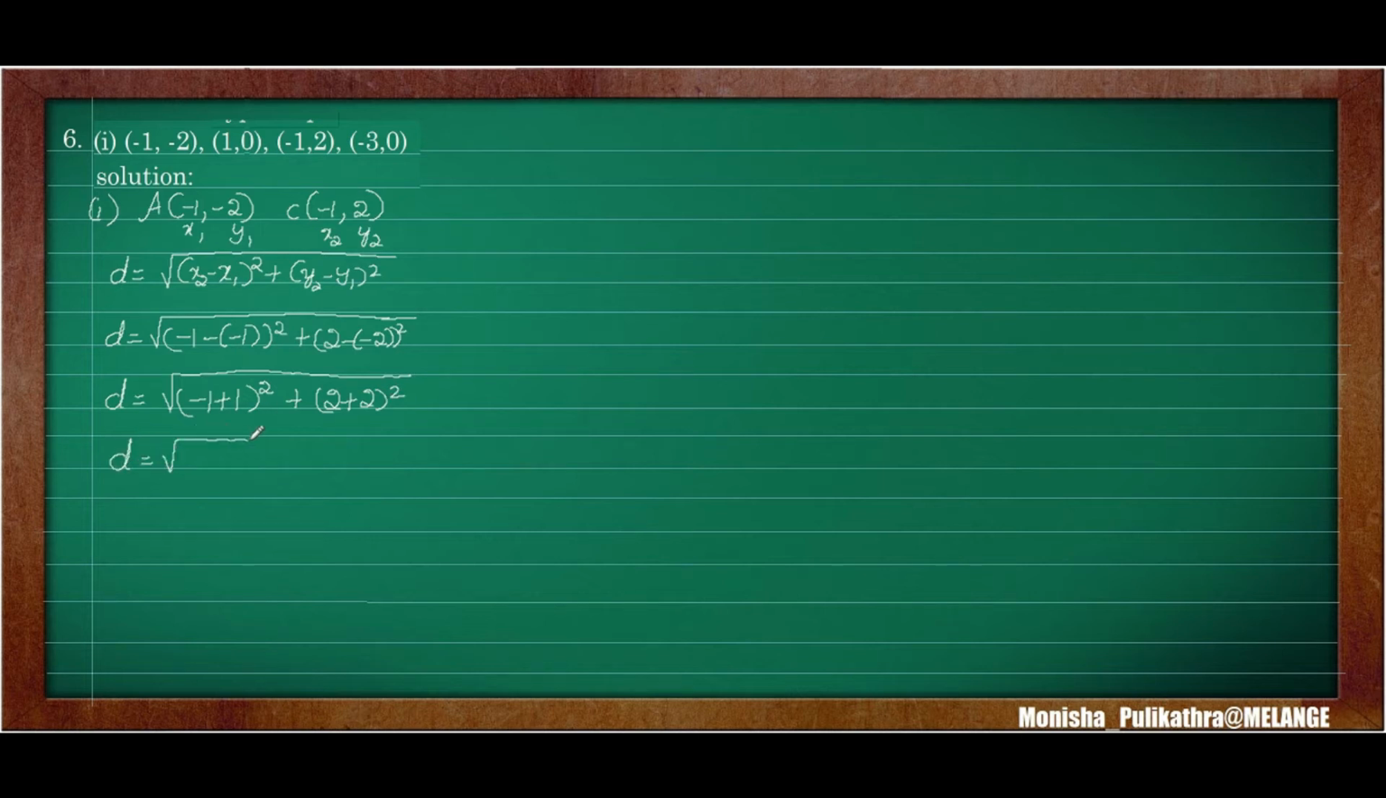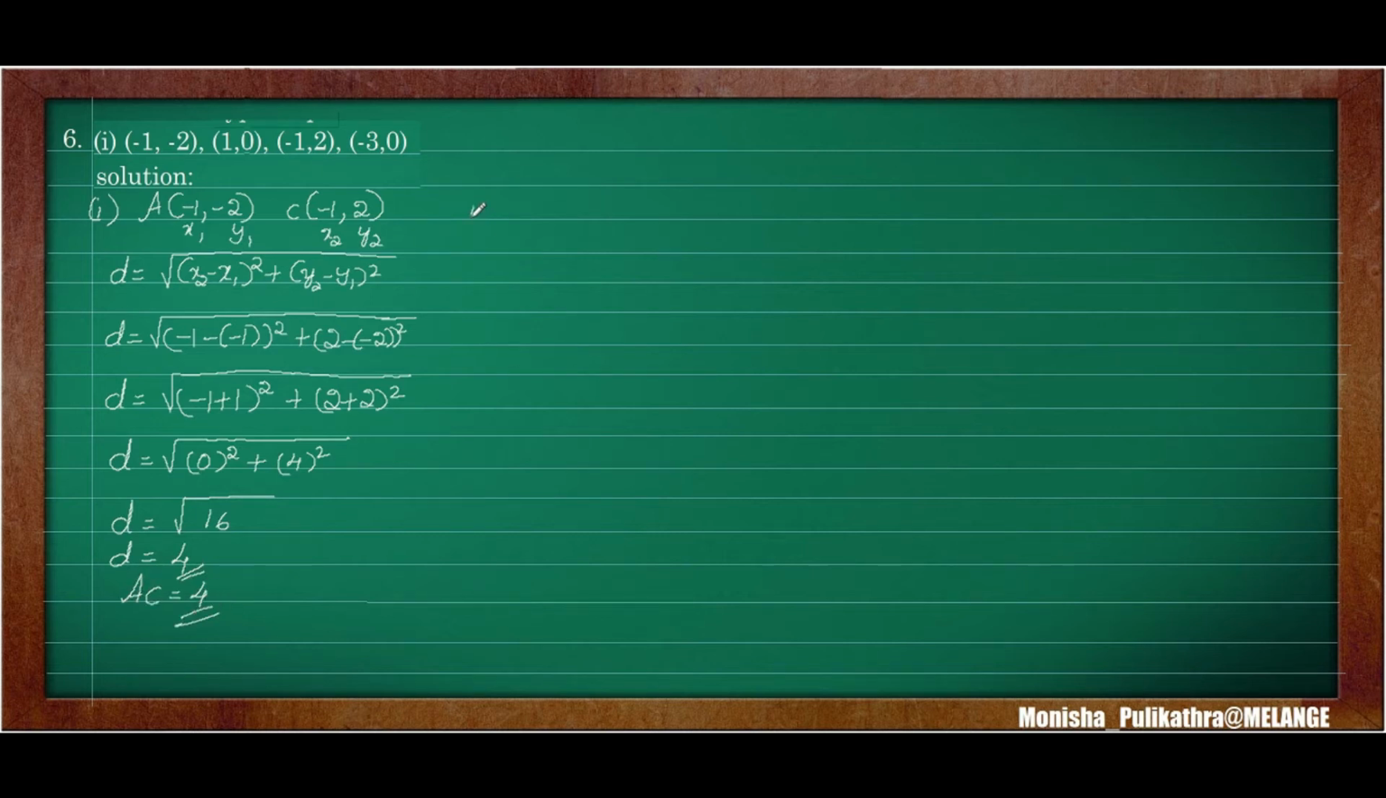So next D is equal to square root of (minus 1 plus 1 is 0) plus (2 plus 2 is 4) square. So 0 square is also equal to 0, there is no need of writing it. So 4 square is equal to 16, that is 4 fours are 16. Okay. So D is equal to the square root of 16, which is 4. So when we take out 16 out of the square root, it will become 4. So the value for diagonal AC becomes 4.